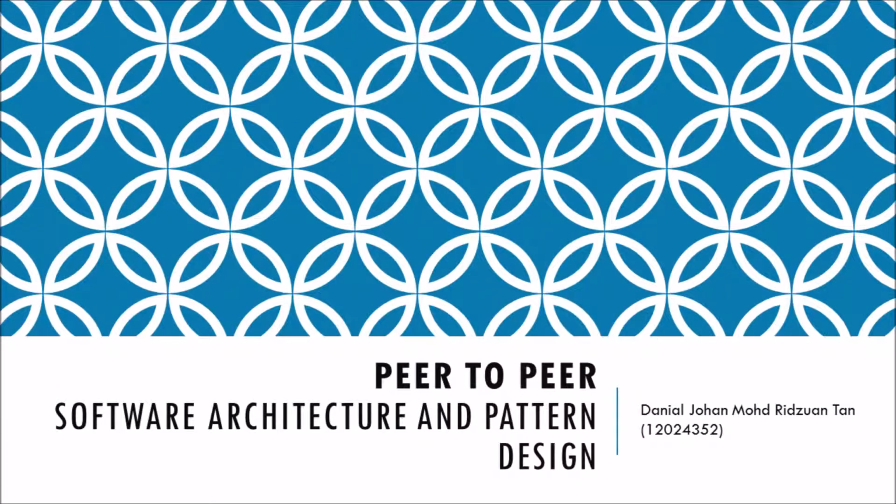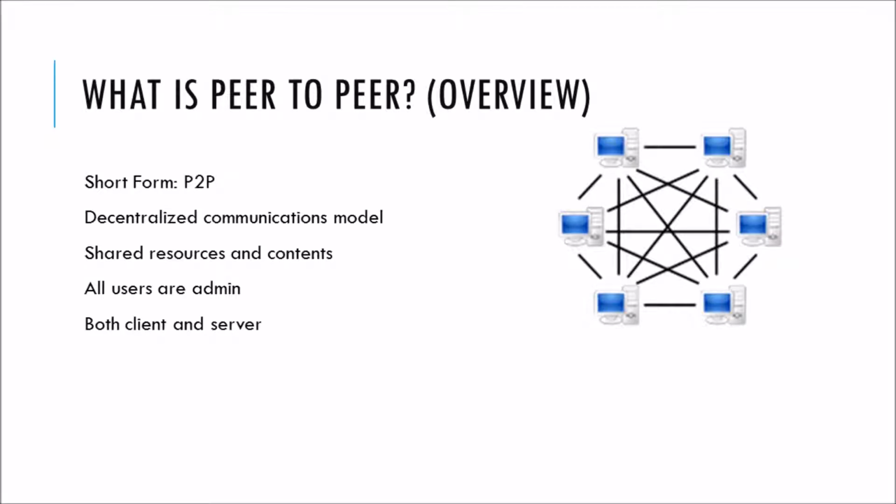I'm here to talk about peer-to-peer software architecture and pattern design. So, what is peer-to-peer? It is commonly known as P2P in short form. It is a decentralized communication model, which means that there is no server or centralized user. Shared resources and content. All users can access other user resources and contents without restriction or limitation. All users are admin. Users are able to interact with other users, including starting the interactions without admin approval.